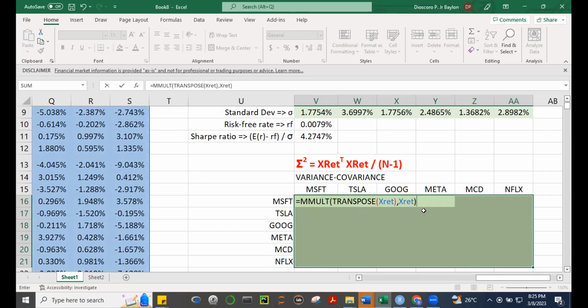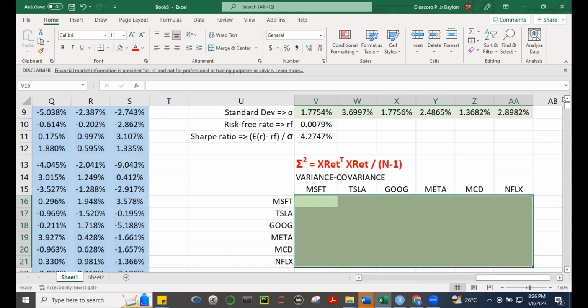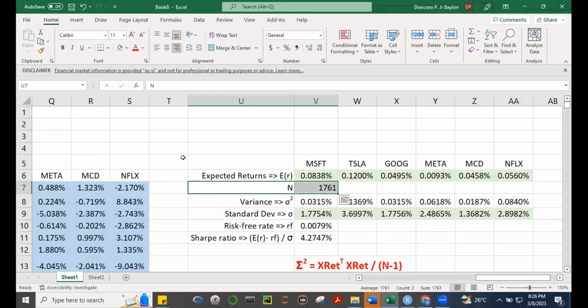So the transpose of xret, matrix multiplication, and then divided by, you have already n, right? Meron tayong, binigyan na ba natin ng pangalan? Hindi pa yata, no? Okay, sige, ulitin ko na lang ha. Let me give this a name. Ito. Ayan. Diba? Ang shortcut ko, Control-Shift-F3, or you can just do it here. I'll give this a name N. Capital N na lang. N. Alright? So may pangalan na to, no?